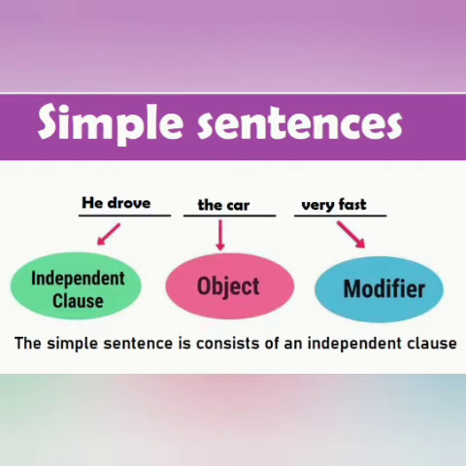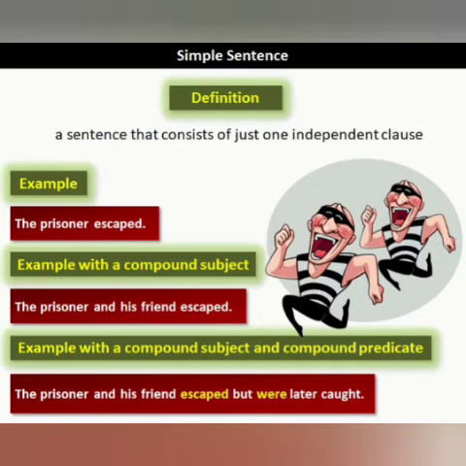So, a simple sentence has its own main clause. No subordinate clause is there. This shows that this sentence has a complete thought and a complete meaning in itself. So, this is an example of a simple sentence. A sentence that consists of just one independent clause is called a simple sentence, and these kinds of sentences don't need a dependent clause.